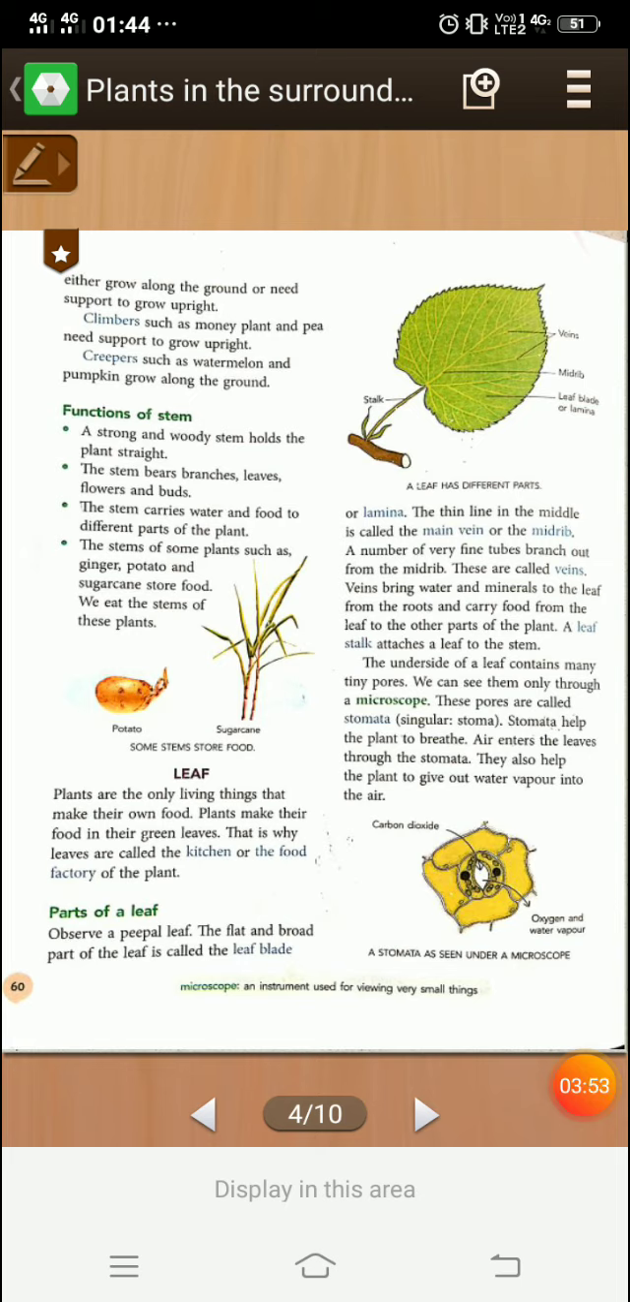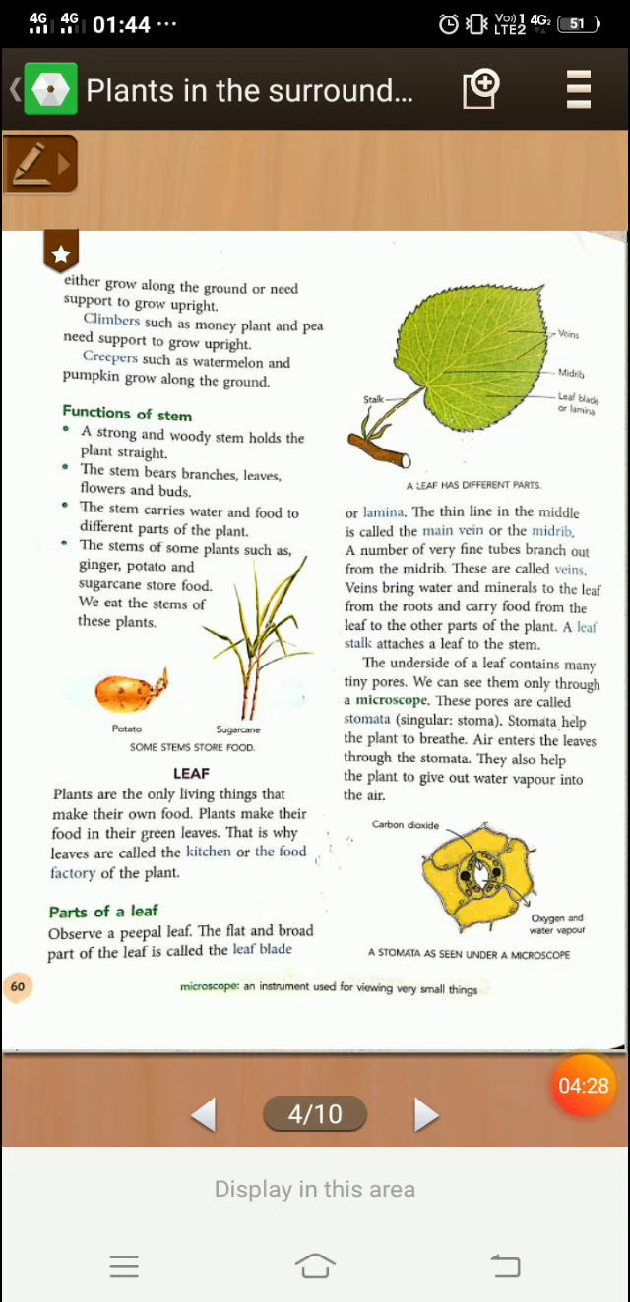Now what are the different parts of the leaf? If you observe a leaf properly, we will find the flat and broad part of the leaf, and that is what we call leaf blade, or it is also called lamina. The thin line that arises from the middle is called the main vein or midrib. A number of fine tubes branch out of the midrib and these are called veins. Veins bring water and minerals to the leaf from the roots and carry food from the leaf to the different parts of the plant. A leaf stalk attaches a leaf to the stem.